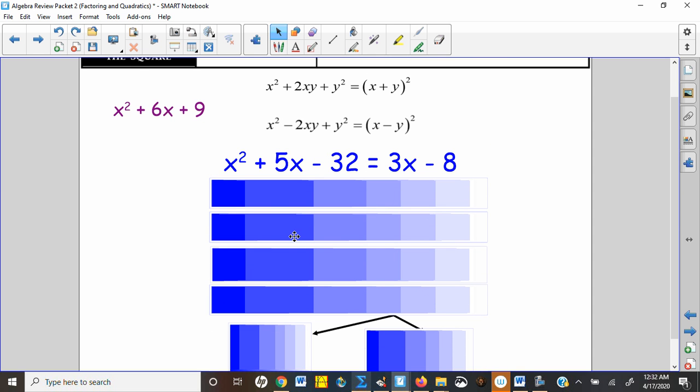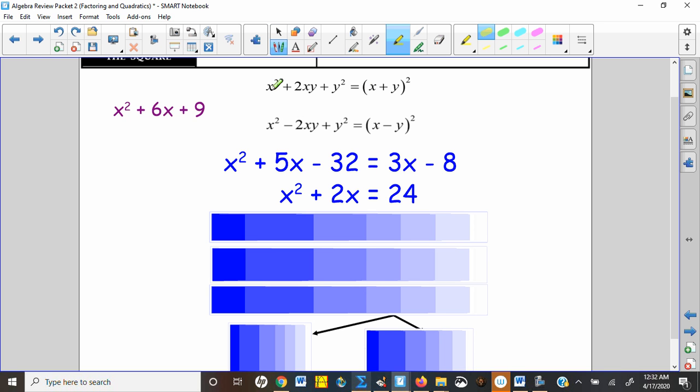What if I had this right here and I wanted to complete the square? The first thing I'll do is move all the x's to one side and all the non-x's to the other side. So I'm going to subtract 3x over and add 32 over, and this is what I get. Okay, so now I do that little trick. I look at the middle term, which is 2x, and I'm like, all right, if I take half of that, I get 1, but then I have to square it. Well, 1 squared is just 1. So if I add 1 over here, I'm going to create this beautiful pattern right here.